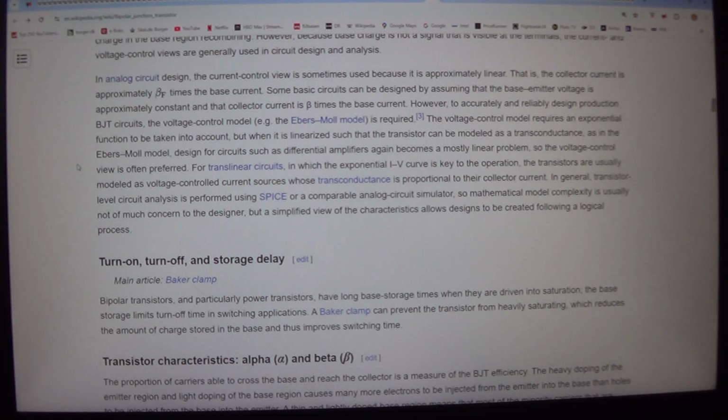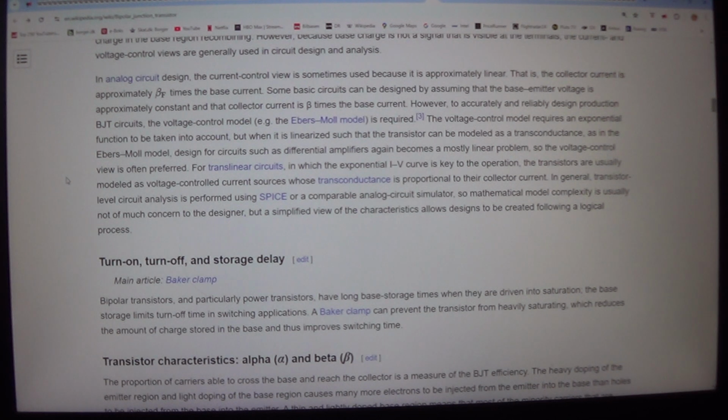The voltage control model requires an exponential function to be taken into account, but when it is linearized such that the transistor can be modeled as a transconductance, as in the Ebers-Moll model, design for circuits such as differential amplifiers again becomes a mostly linear problem, so the voltage control view is often preferred.